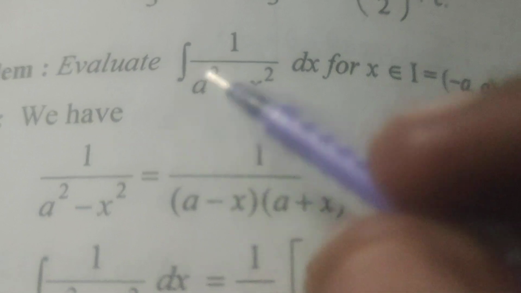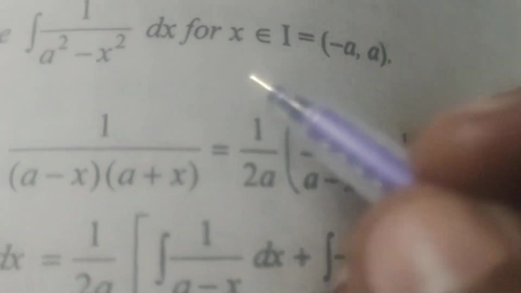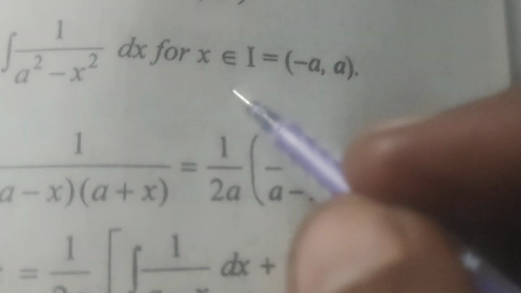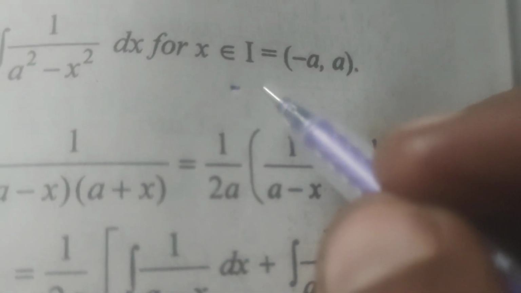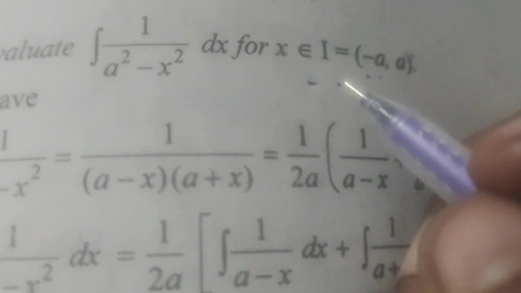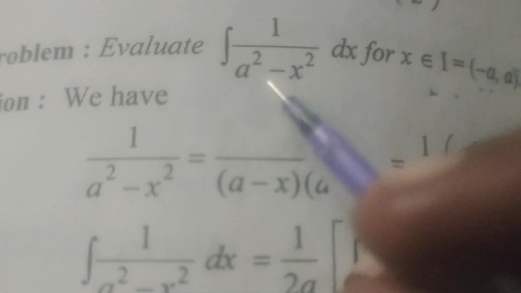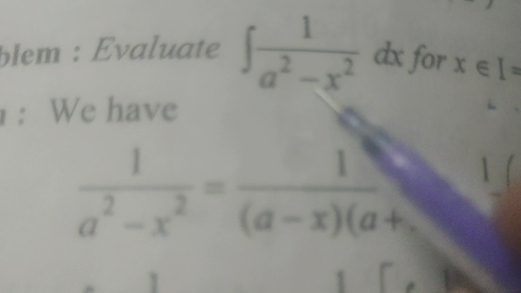Now today we are going to explain this problem. Evaluate the integral of 1 by a square minus x square dx for all x belonging to the closed interval minus a, comma, plus a. First of all, write the given integral. What is the given integral? Integral of 1 by a square minus x square.